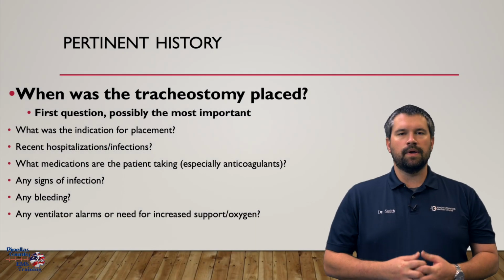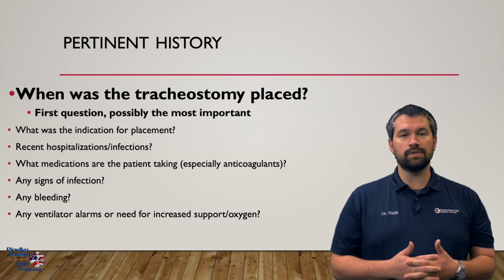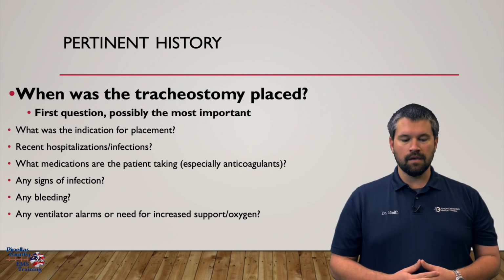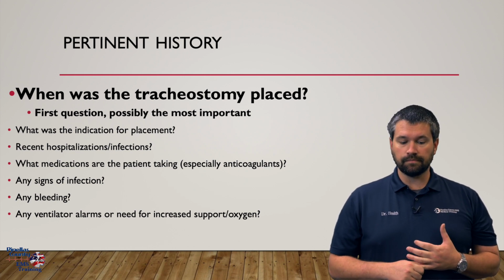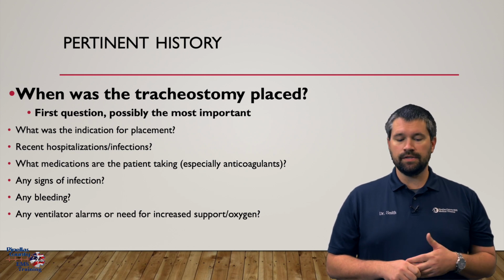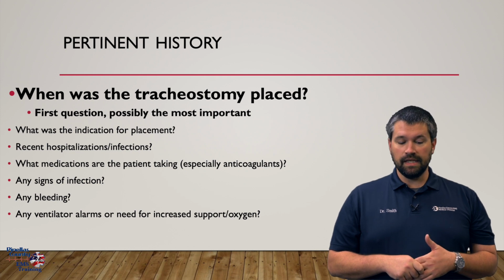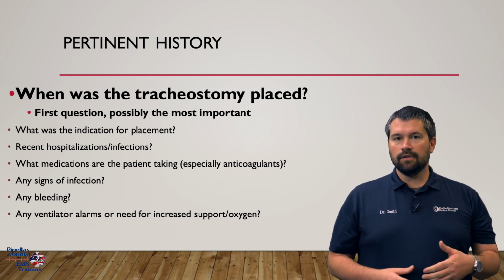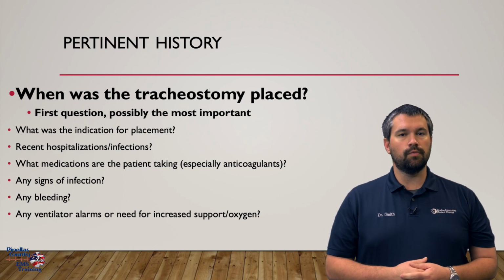So when we're assessing our patients with tracheostomies, history is key. The very first question you should ask, and probably the most important one, is when was the tracheostomy placed? Other questions that we need to know are, what were the indications for the placement? Are there any recent hospitalizations or infections? What medications are they taking? Especially, are they on any blood thinners? Are there any signs of bleeding? And are there any ventilator alarms or signs that the patient is using increased oxygenation or respiratory support?